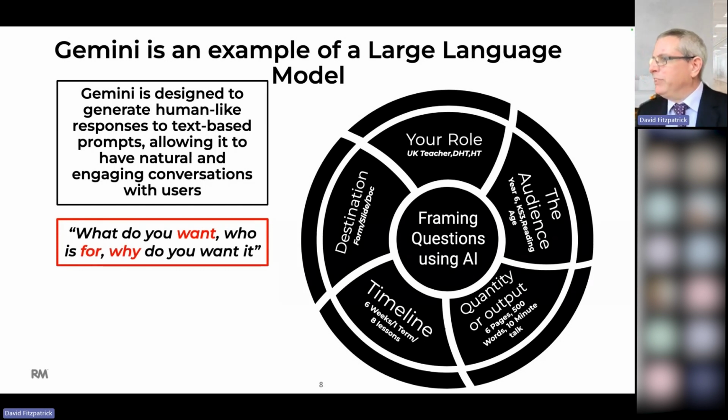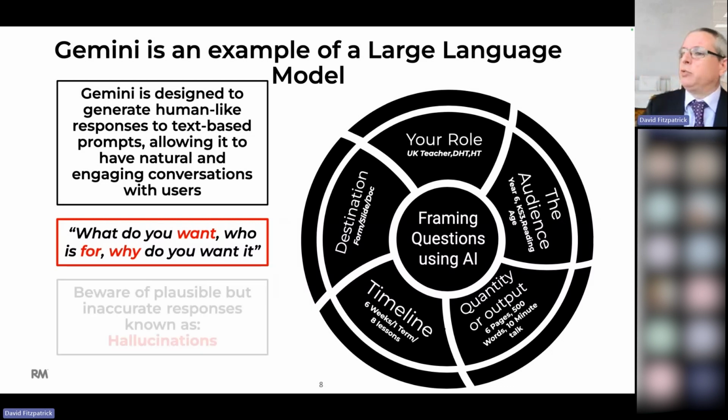This next prompt really is just another way of framing what I've said on the other side of the page. What do you want? Who is it for? And why do you want it? As we go through this presentation today, it's important to understand that AI is not perfect. However, what you're seeing today is the worst it's ever going to be. It's only going to get better.